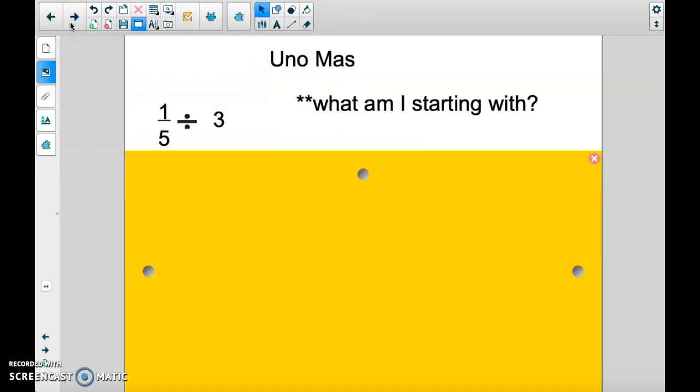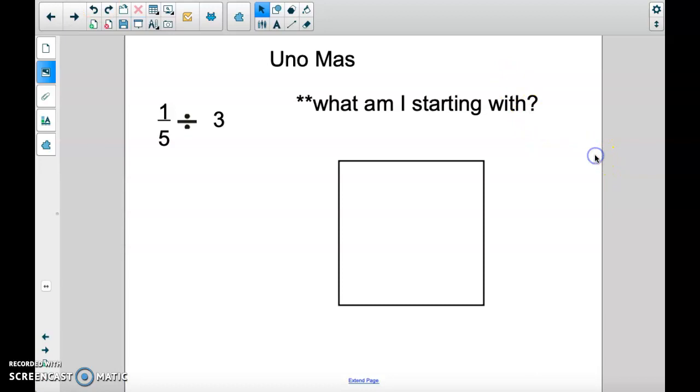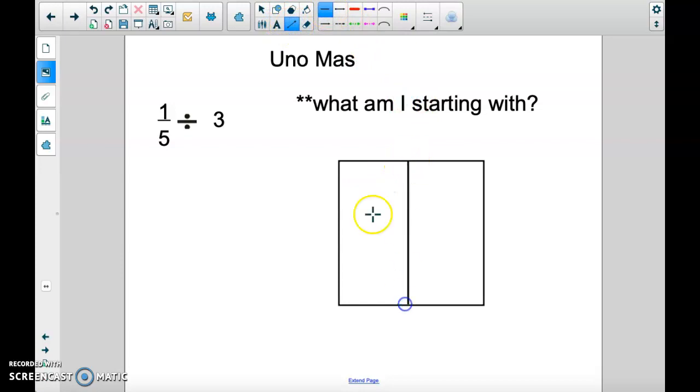We have 1/5 divided by 3. So I want you to answer this question. What am I starting with? Right. We're starting with 1/5. And what's happening to it? We're splitting it into 3 groups. Okay? So I'm going to get my lines going. Split this into fifths.